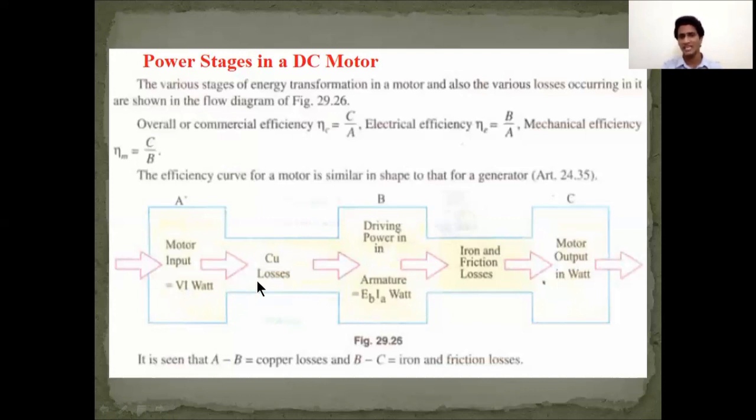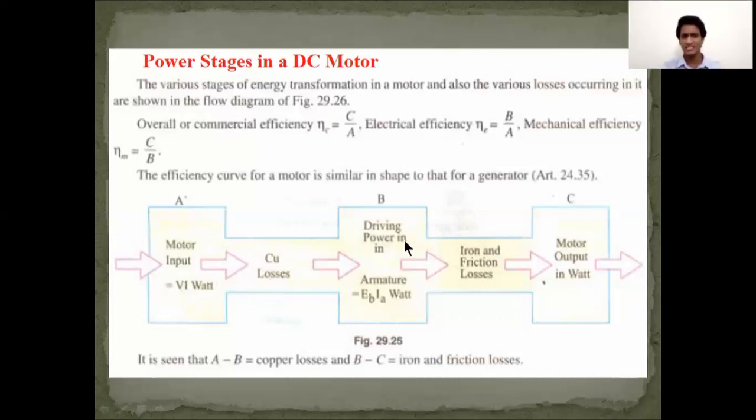And mechanical efficiency is C by B, that is, motor output taken from the shaft to the mechanical output developed in the armature. Mechanical output taken out from the shaft side to the mechanical output generated in the armature. Its equivalent value is EB into IA. So what is the mechanical efficiency? Motor output in watts to the EB into IA. Hope it is clear for you, and from the figure itself it is clear.